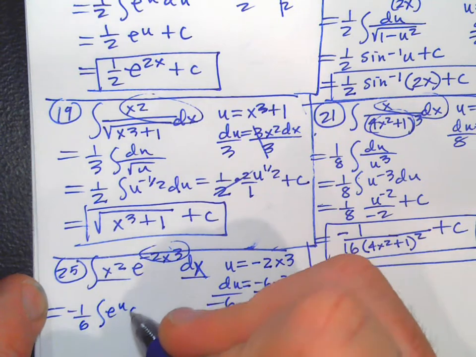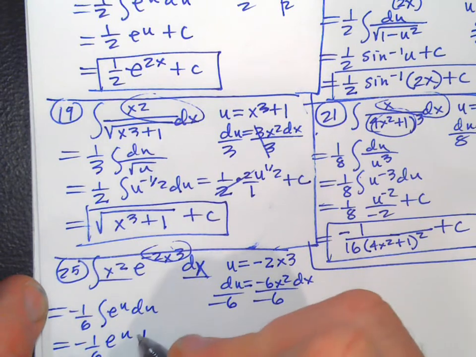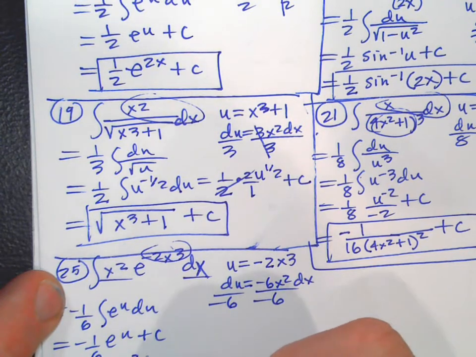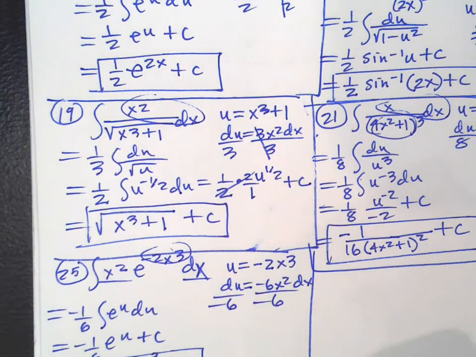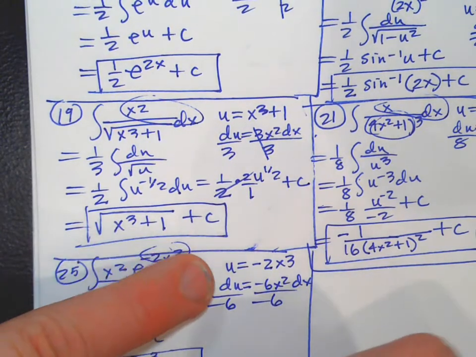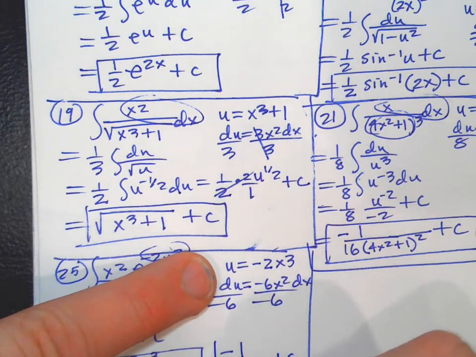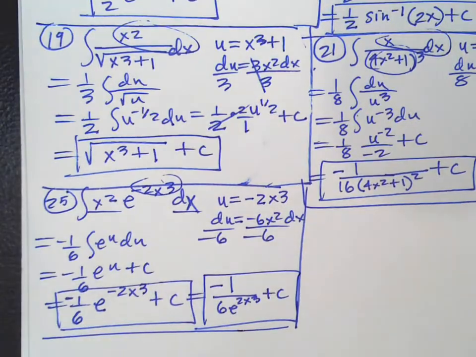e to the u du. So it's going to be e to the u plus c. Final answer, negative 1/6 e to the negative 2x cubed plus c. Now, if I didn't want negative exponents, which I often say I don't, rewrite it like this. Right? That works.